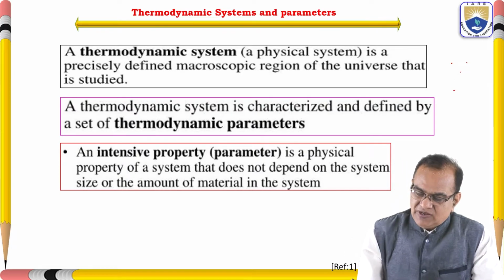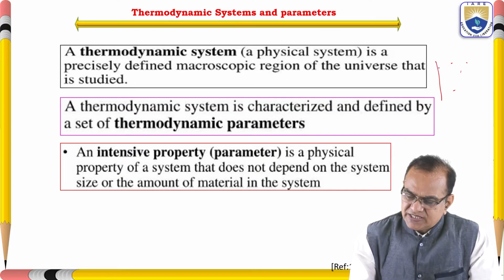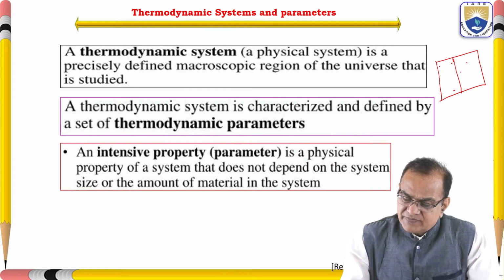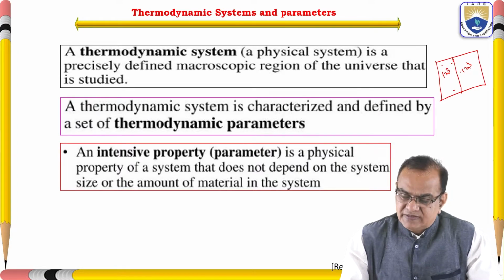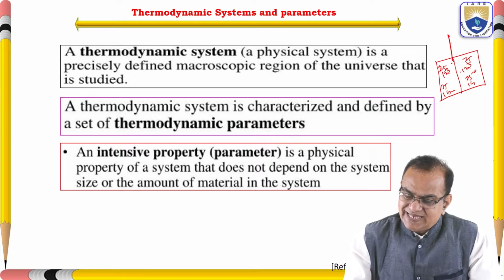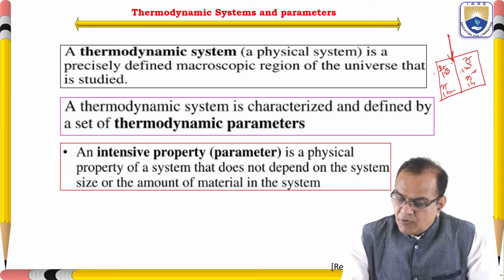If you see here, we have a 1 meter cube, where the temperature is something like 25 degrees, and here also 25 degrees, pressure is 1 bar. If you remove this separator, then both will be mixed.